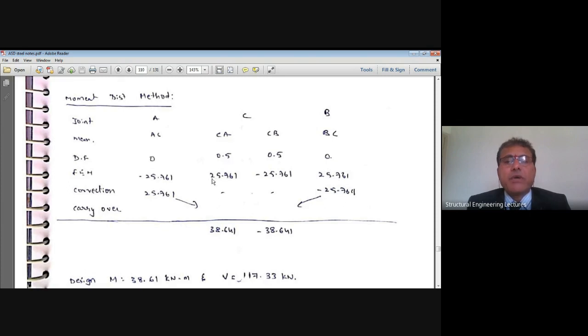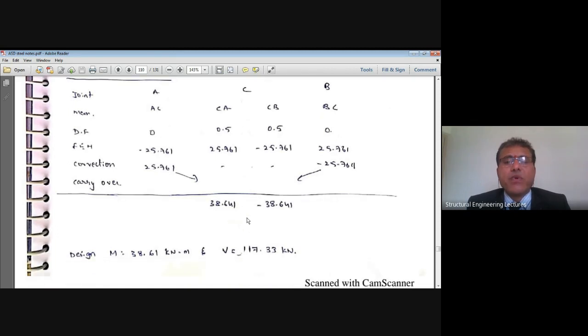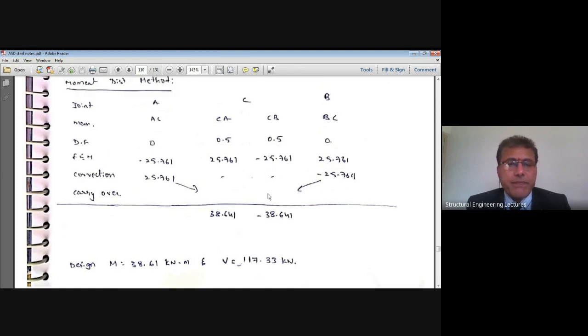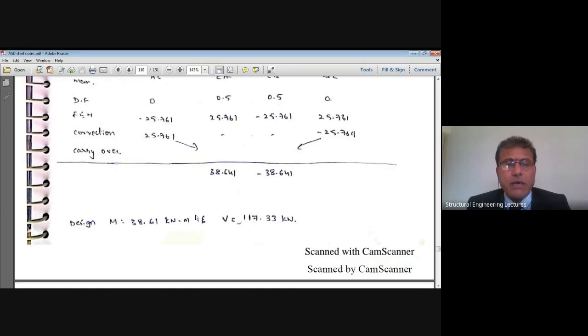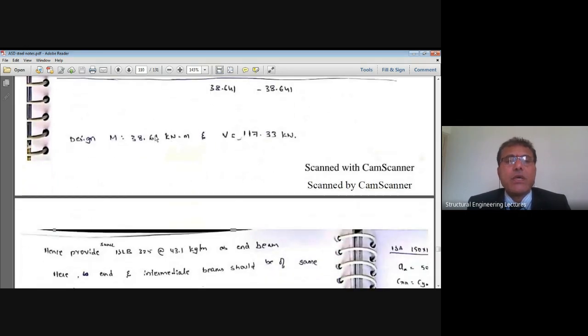Now this value is nothing but 25.761 plus 12.3805. That is nothing but 25.7176 multiplied by 1.5, which is 38.641 kilonewton meter. At CB, along the member CB, the bending moment is the same, minus 38.641 kilonewton meter, as the final moment. This is the final moment, or the design moment, equal to 38.64 kilonewton meter.